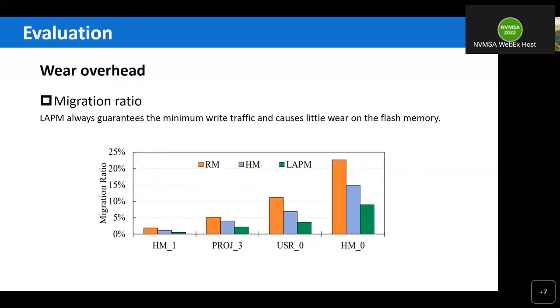In addition, the amount of migration traffic is also collected to showcase its advantage. LAPM considers the page attribute information and executes the data migration at a finer granularity. Compared with HM0, LAPM reduced the migration traffic by up to 40% under USR0. Therefore, under different workloads, we always guarantee the minimum write traffic and cause little wear on flash memory.